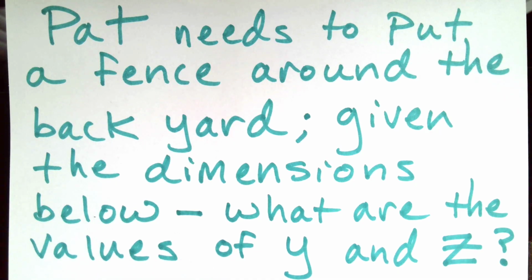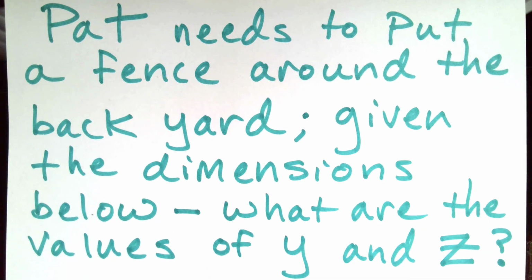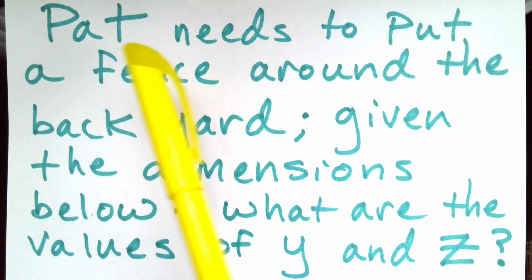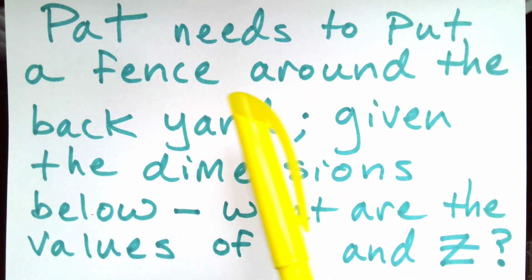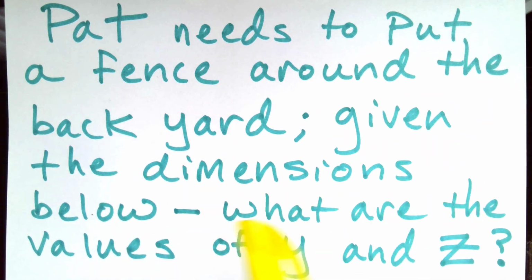So here's another GED type, HiSET type of word problem for the GED math exam. Pat needs to put a fence around the backyard. Given the dimensions below, what are the values of y and z?